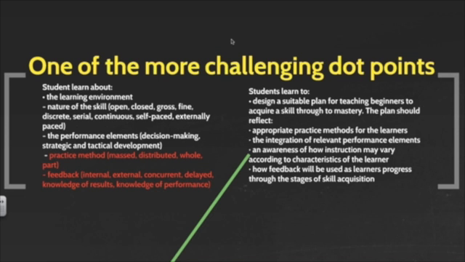In an earlier video I did the learning environment and I did the two dash points. The first two dash points are in white: nature of the skill and also the performance elements. And in this video I'll have a look at those two dash points in red: practice methods including mass, distributed, whole and part practice, and also the feedback given to athletes. So let's get straight back into it.